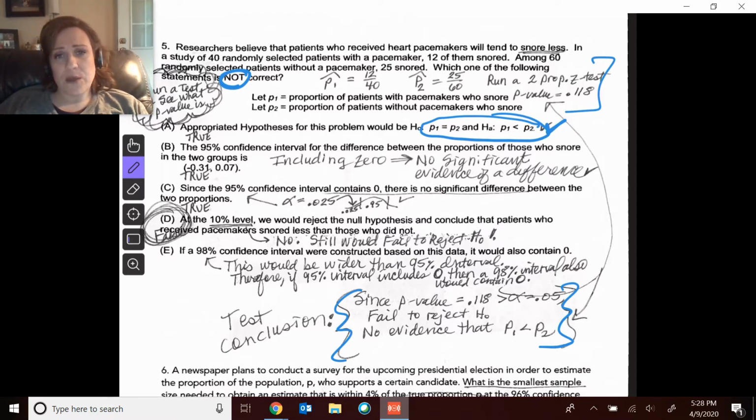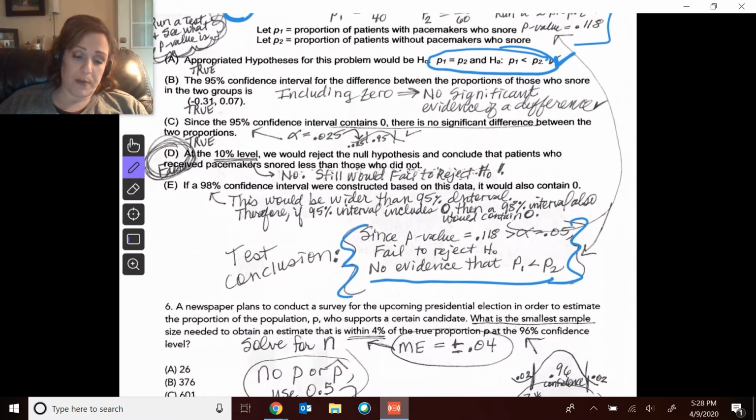So since that p-value is 0.118, it's greater than alpha, I'm going to fail to reject because that p-value is not low. So I do not have evidence that that is less. Okay. So I know going into, before I read all the problems, no evidence that the pacemaker makes a lower snore rate. Okay, let's look at B.